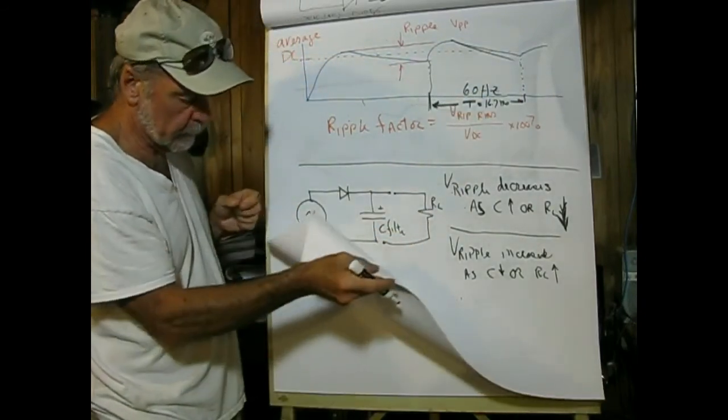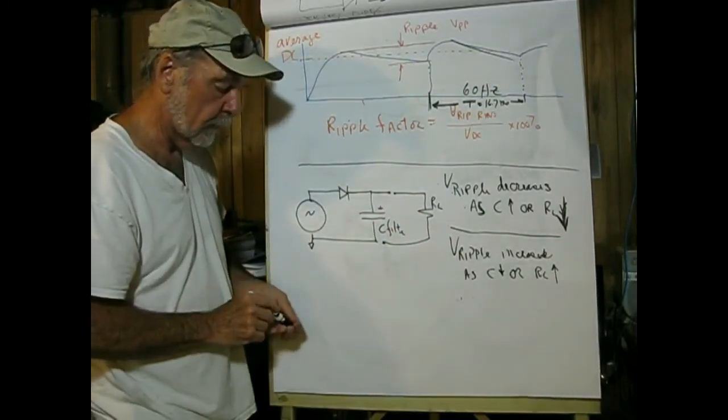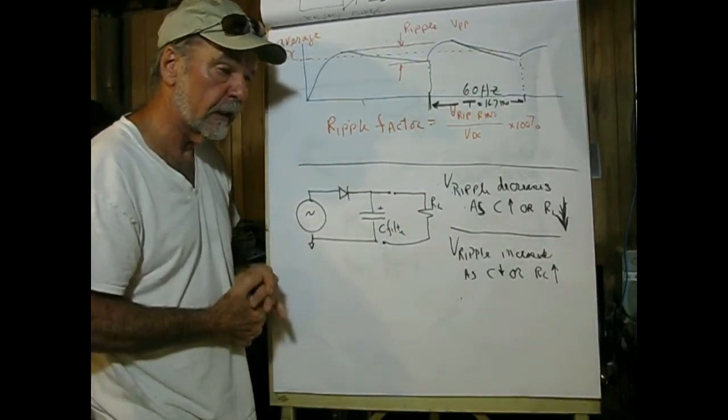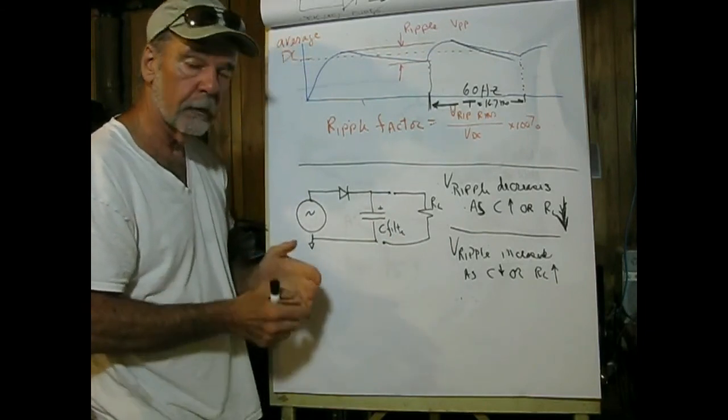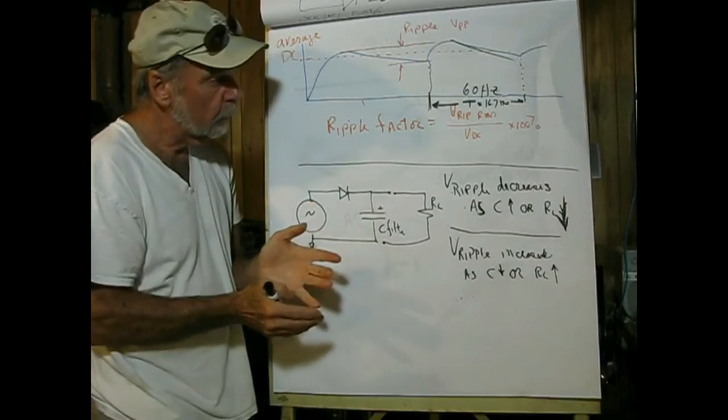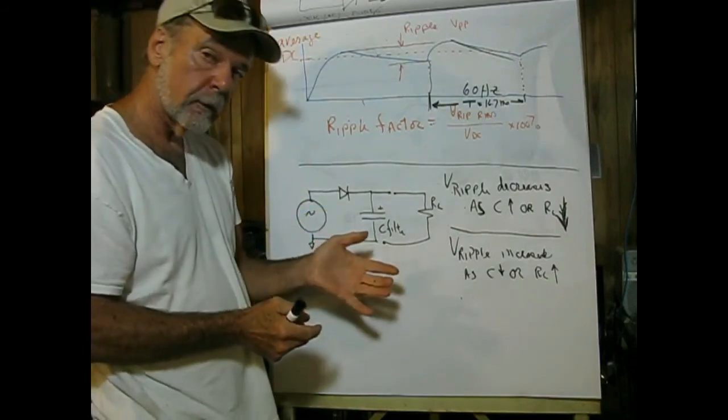So that'll be coming up in part two. Bridge rectifiers are very, very common. They use four diodes, and diodes are very cheap unless they're very specialized diodes. So that's it for half-wave circuits, and thank you for listening.